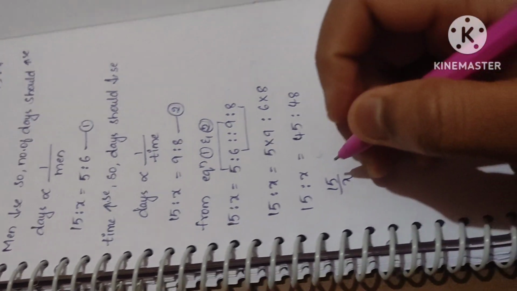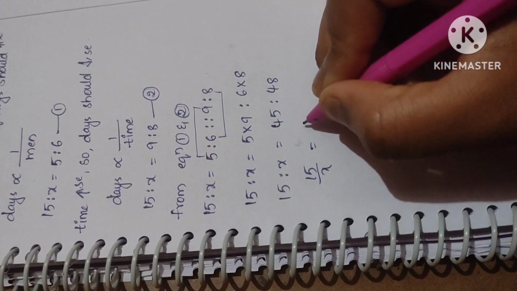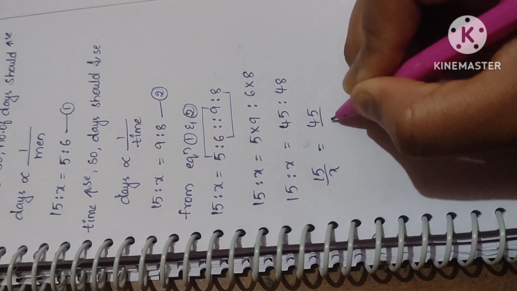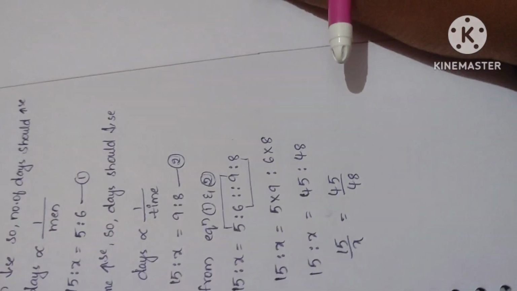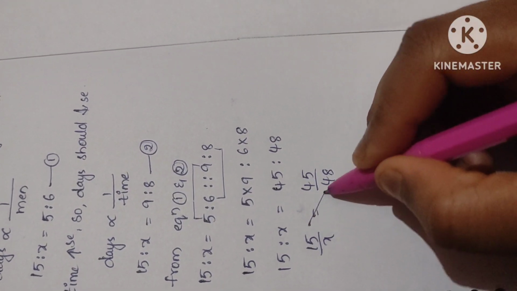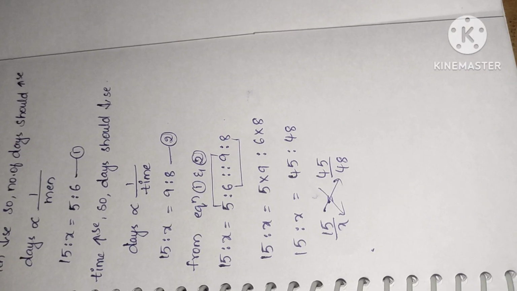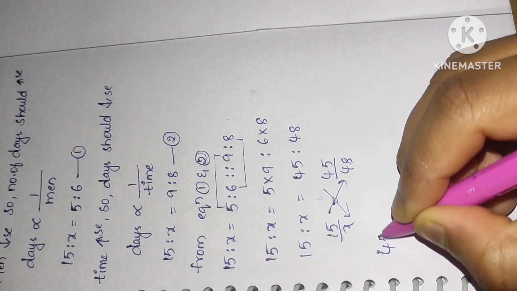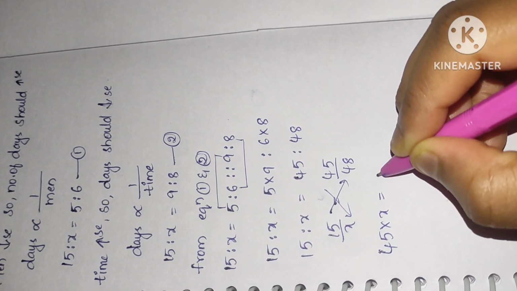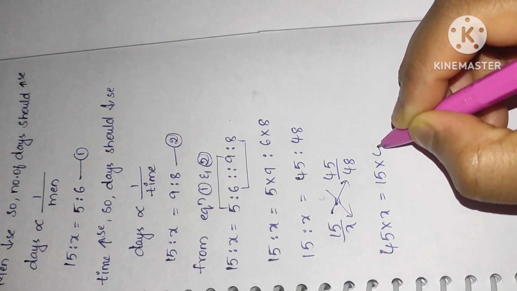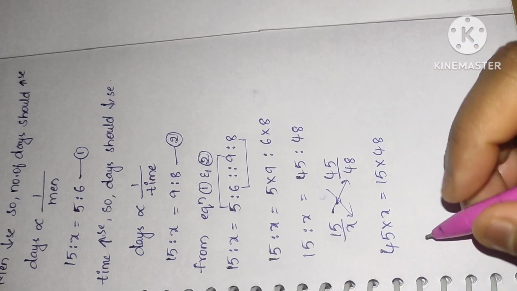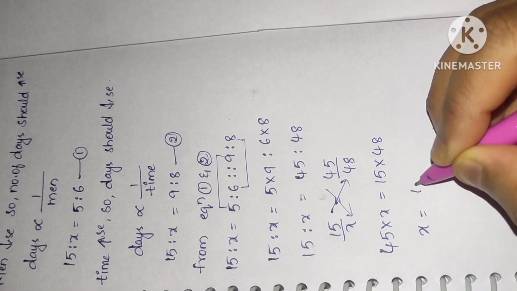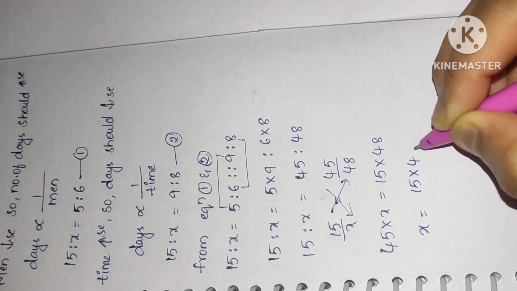x equal to 5 9s are 45, 6 8s are 48. So we can write it as 15 by x equal to 45 by 48. Now let's do the cross multiplication. You will get 45 into x equal to 15 into 48. So this 45 will come to the right side and become divided by 45. So x equal to 15 into 48 by 45.